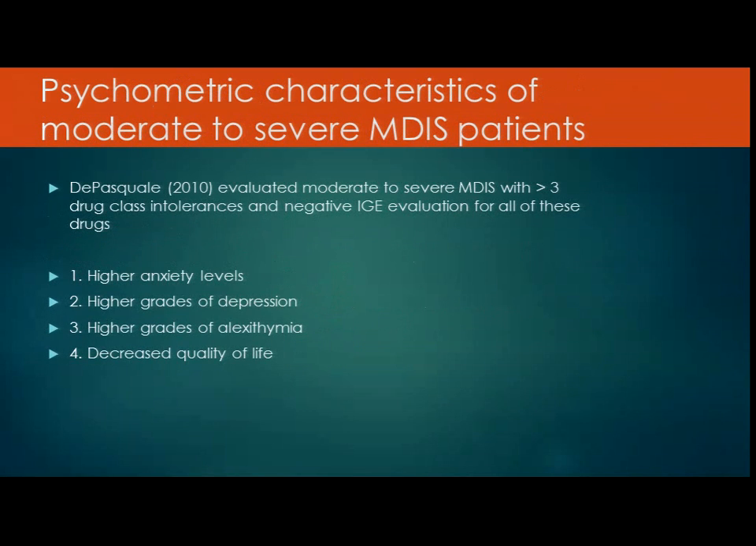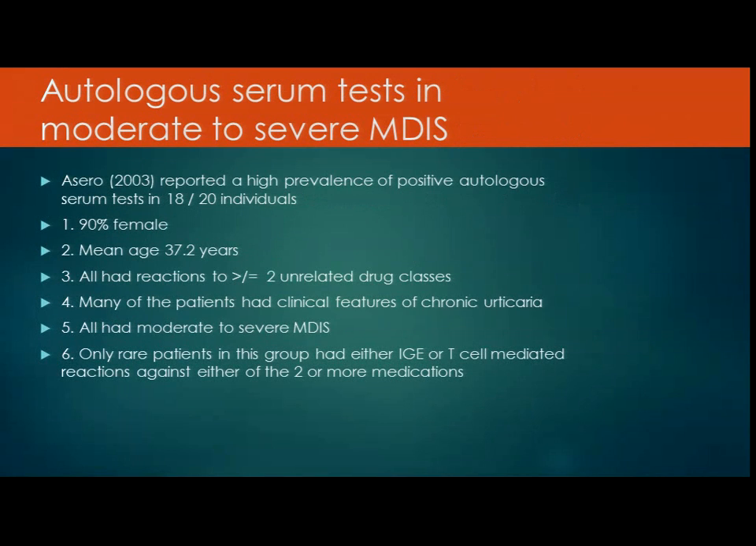So if you look at the psychometric characteristics of these patients, they evaluated these severe patients with at least 3 drug class allergies and no IgE for any of them. They found that they had significantly higher anxiety levels, higher grades of depression, and higher grades of alexithymia, which I had to look up. Does anybody know what that is? What? Sounds bad. Alexithymia means these patients can't acknowledge or even describe their emotional state. They're just people that are unable to describe anything. And they all describe a decreased quality of life, which wasn't surprising if you're allergic to that many things and in the hospital.